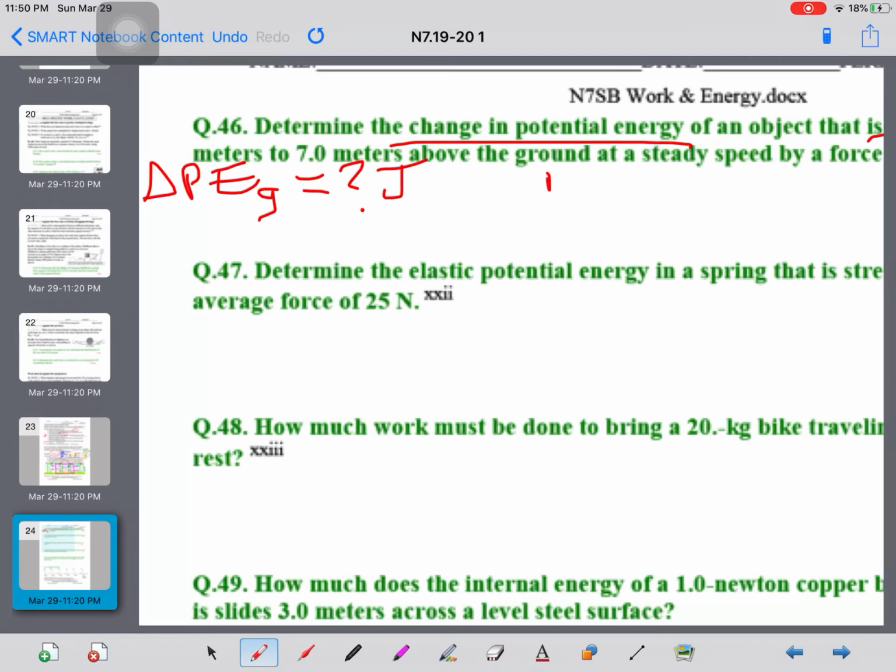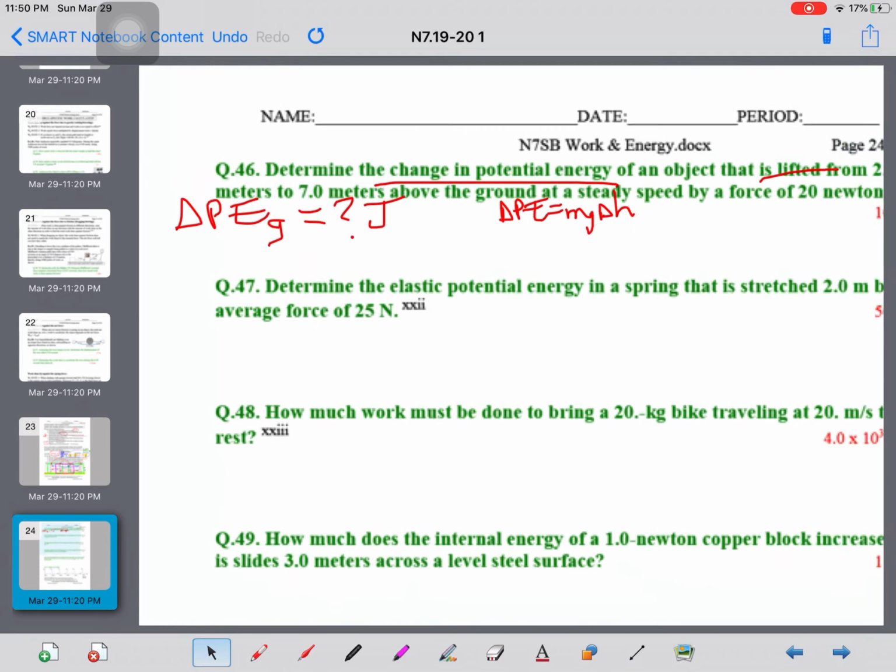Now, there's really two ways to go with it. You could say, all right, delta PEG, kind of the standard way is mg delta H. Cool, I'm down with that. However, if that does not match your givens, you may want to try another one. Let's see what the rest of our givens are.